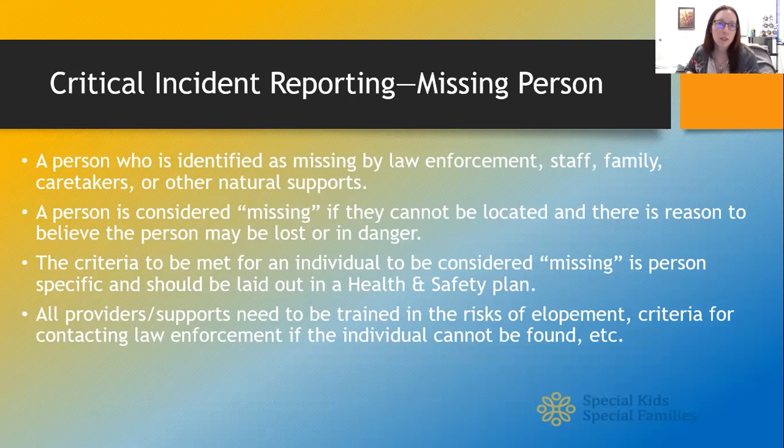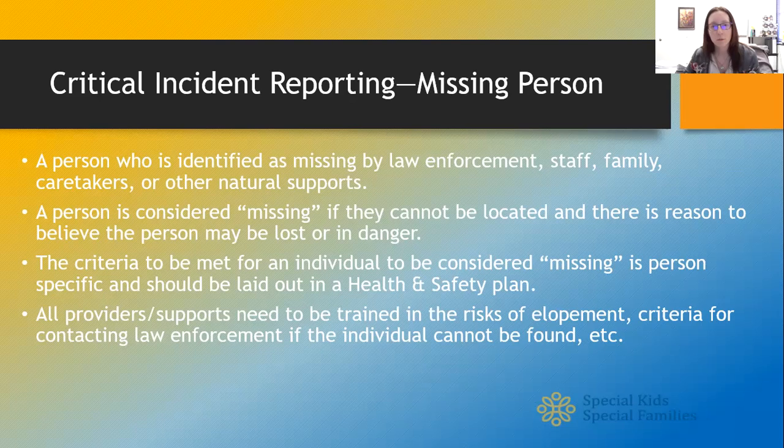Okay, so missing person. A person who is identified as missing by law enforcement, staff, family, caretakers, or other natural supports. A person is considered missing if they cannot be located and there is a reason to believe the person may be lost or in danger. The criteria to be met for an individual to be considered missing is person-specific and should be laid out in a health and safety plan. This information can also be found in the service plan.